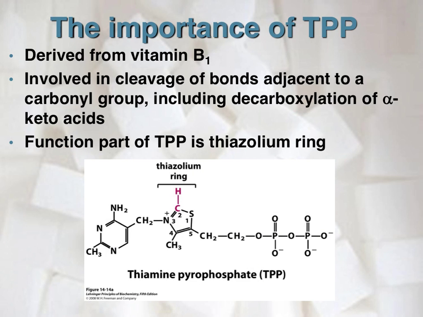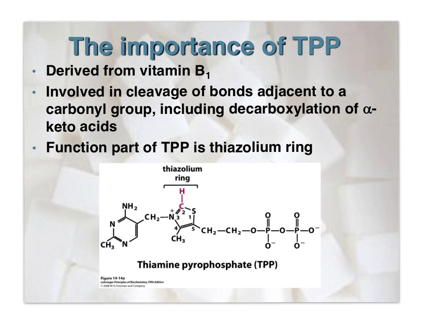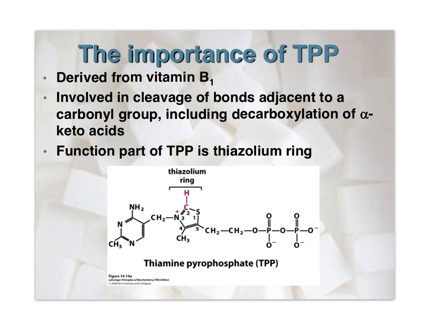Oh, yeah, that's why. I just want to talk a little bit about TPP, just briefly. TPP is derived from vitamin B1. And what we see is TPP is used in the types of reactions where you are going to break a bond next door to a carbonyl. So alpha to that.